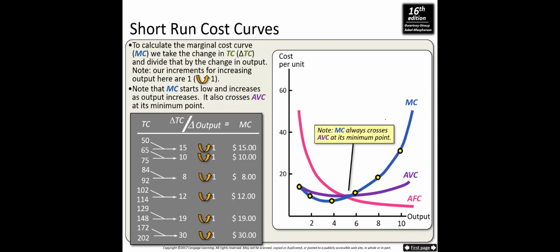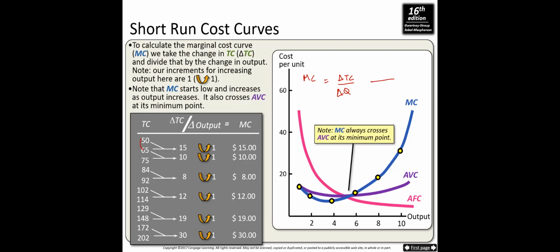And then here you can see the marginal cost. Now let's look at how we calculate marginal cost. Marginal cost is the change in total cost divided by the change in quantity. If your total cost increases from 50 to 65 when you produce 1 additional unit, then marginal cost is 15.